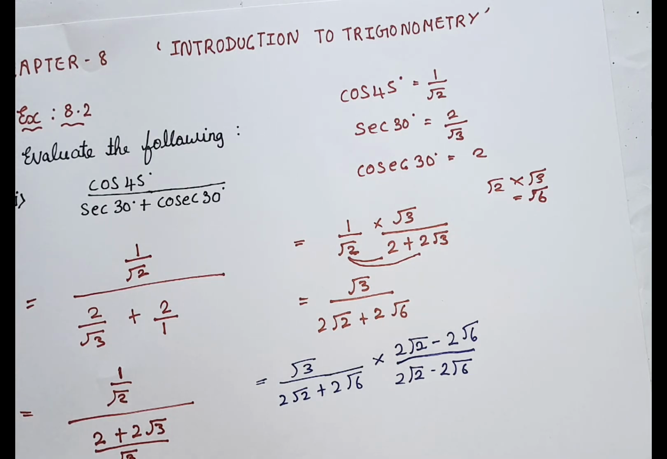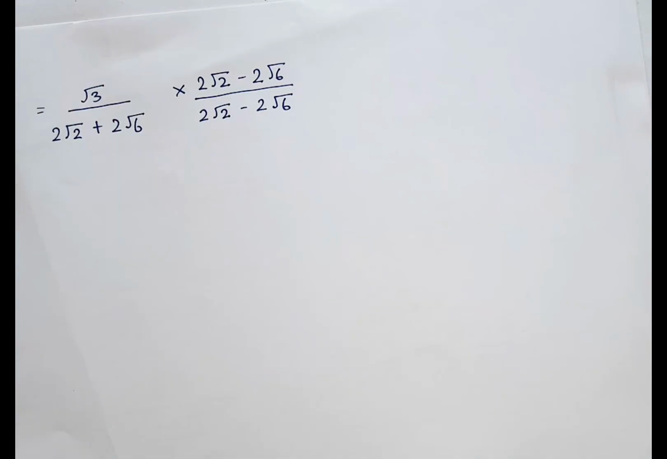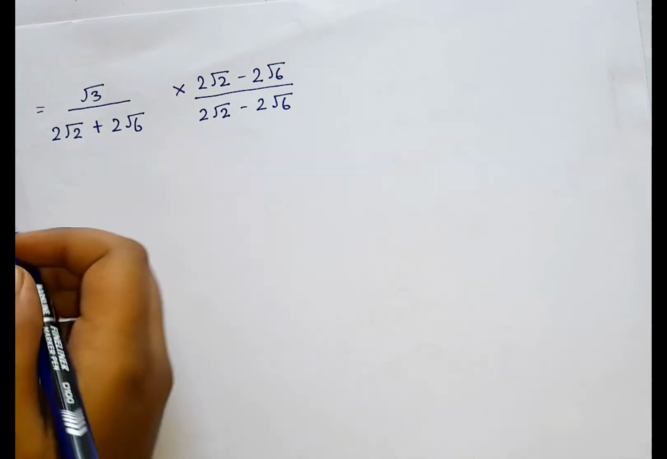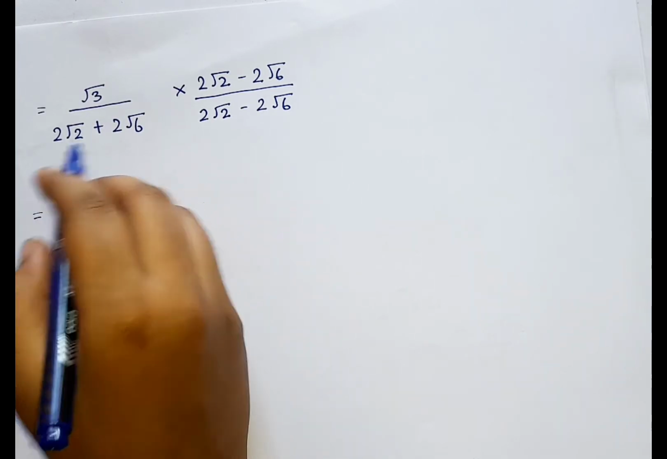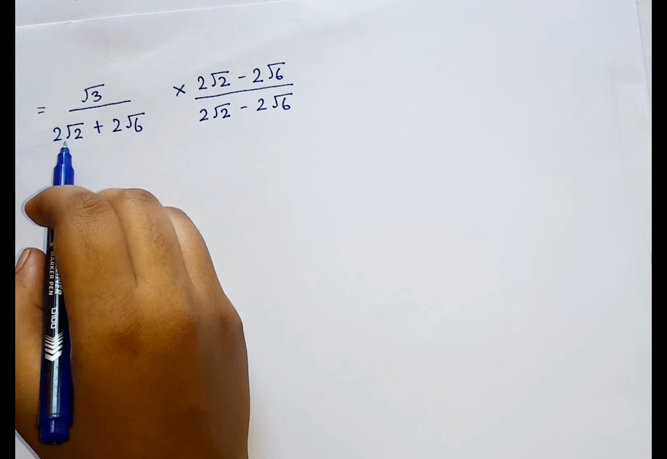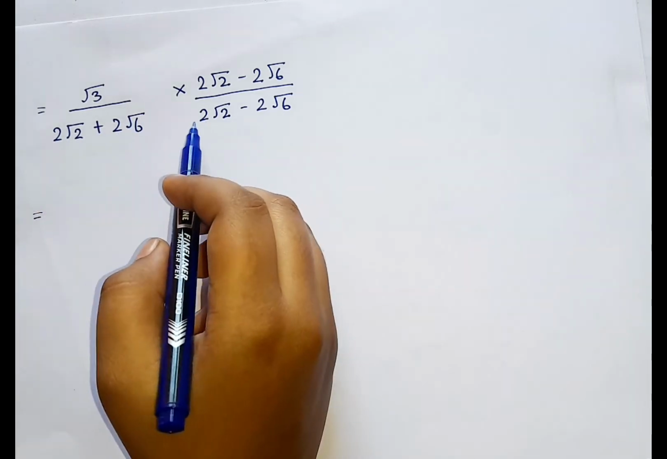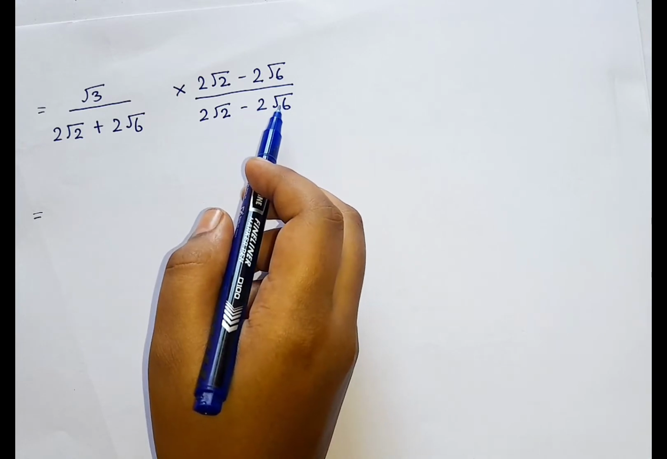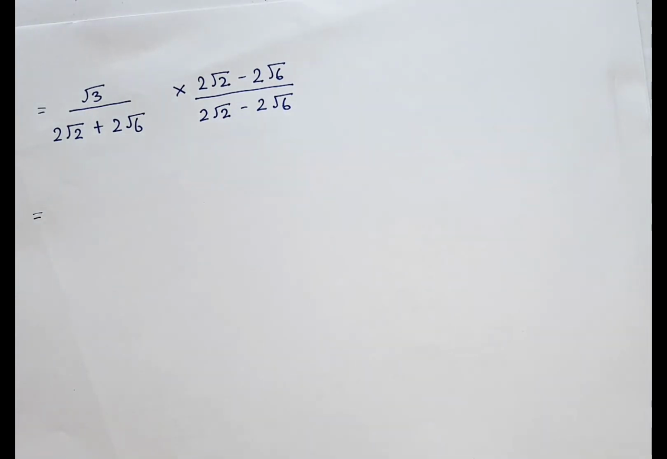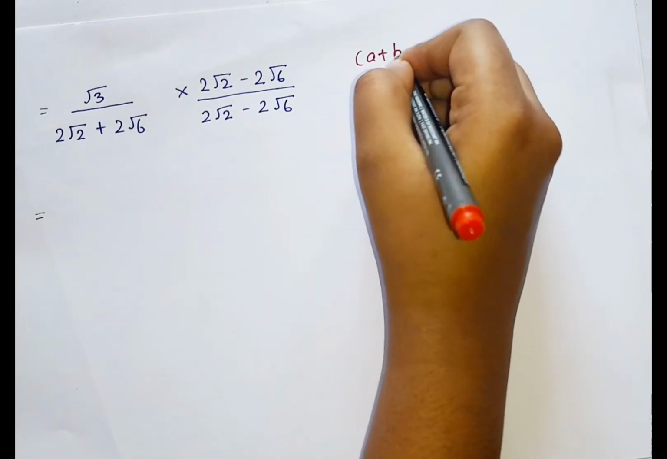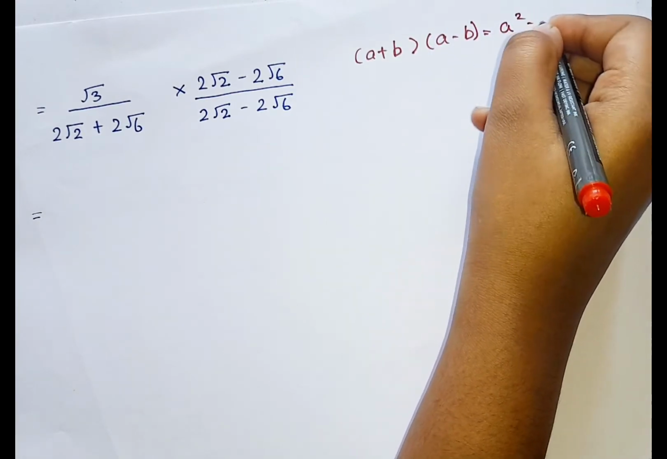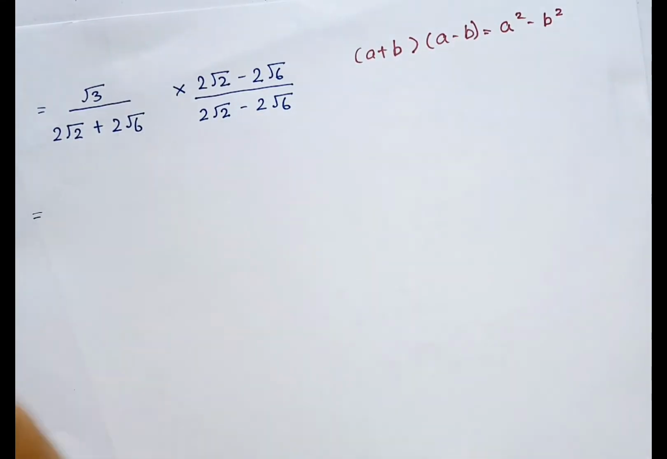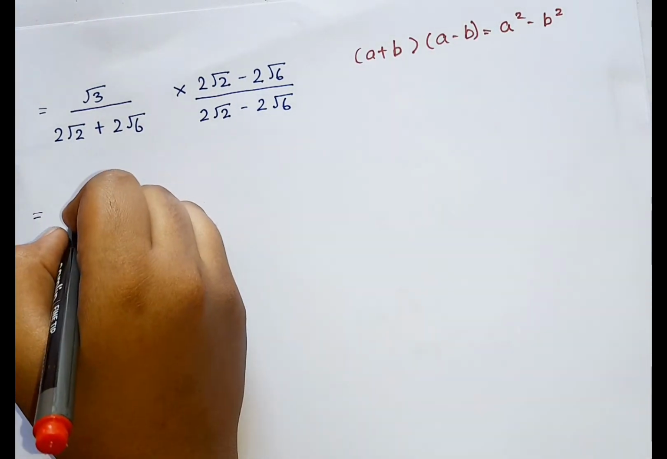Now let's solve further. I just wrote it as it is. Now we can write is equal to, and here in the numerator we have 2 root 2 plus 2 root 6, and in the denominator 2 root 2 minus 2 root 6. It is somewhat like a formula: a plus b and a minus b is equal to a square minus b square. So I'm going to apply that formula here. Now let's write.